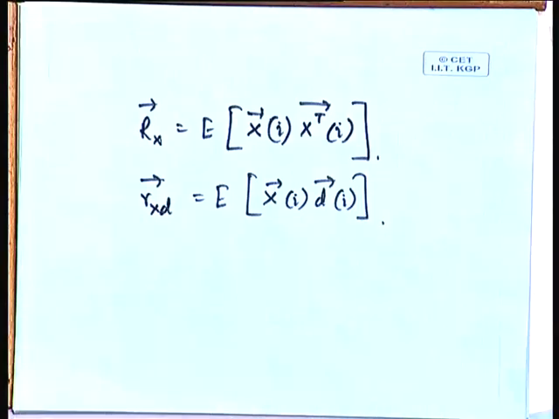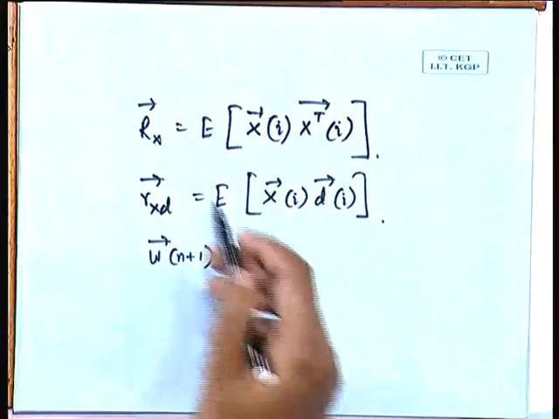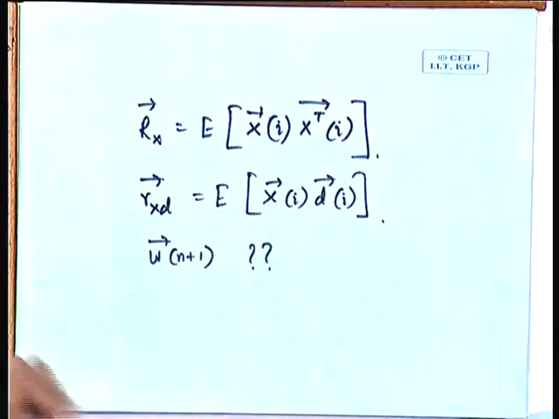In terms of these two quantities, we will try to express the updated weight. So, can we get this updated weight in terms of the correlation matrix and the cross correlation vector between xi and di? That is something that we are going to see in the coming lecture. Thank you very much.